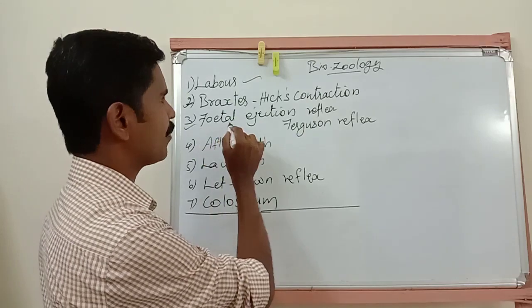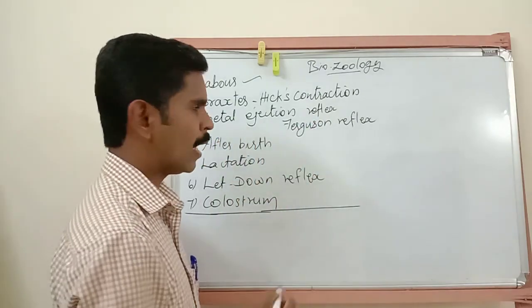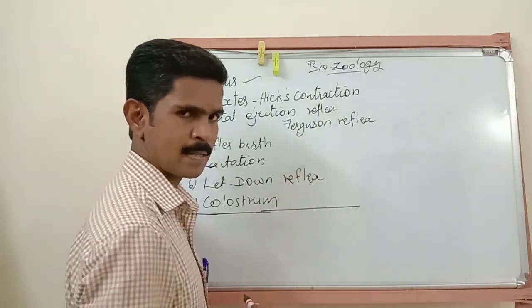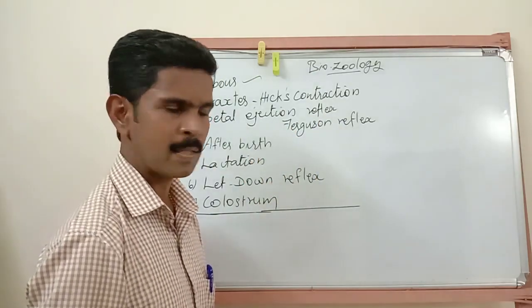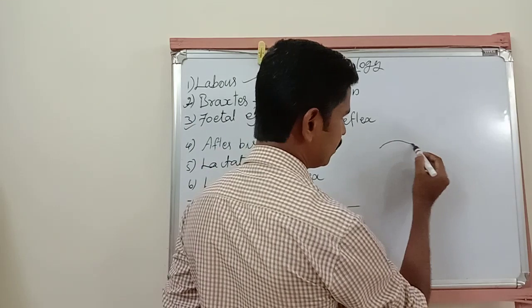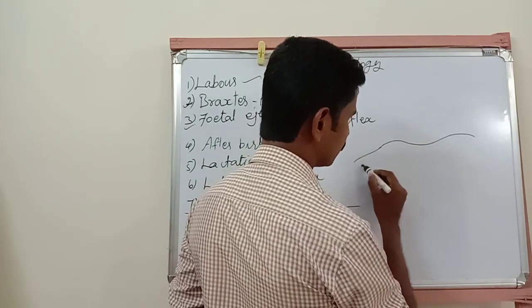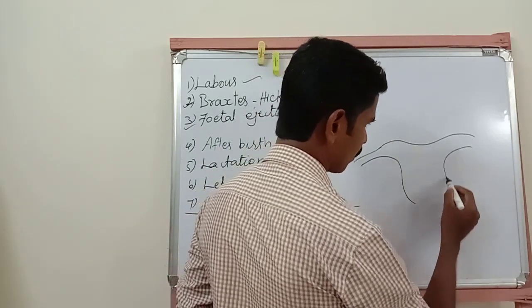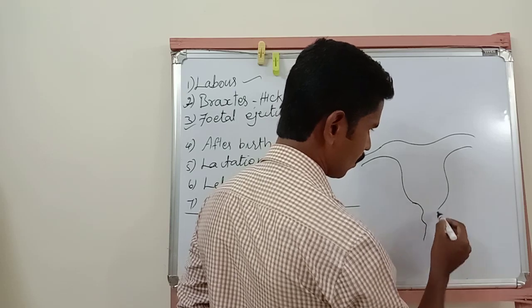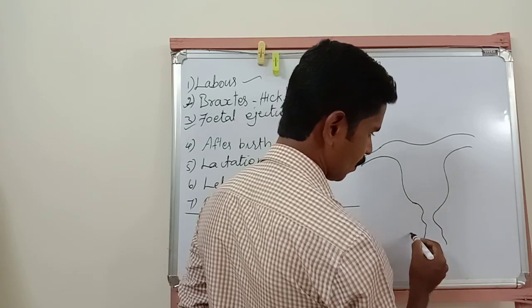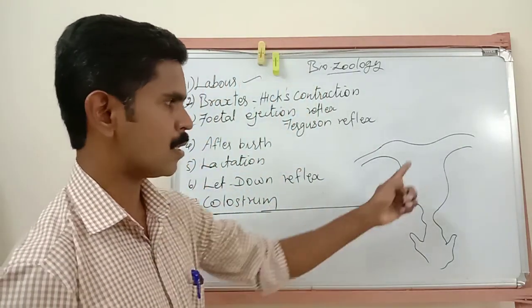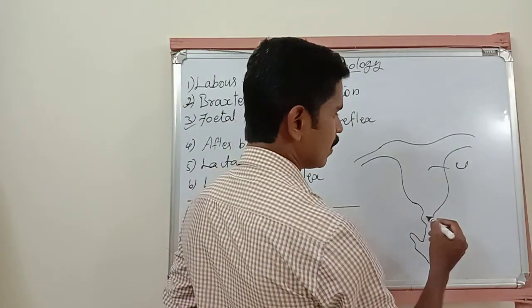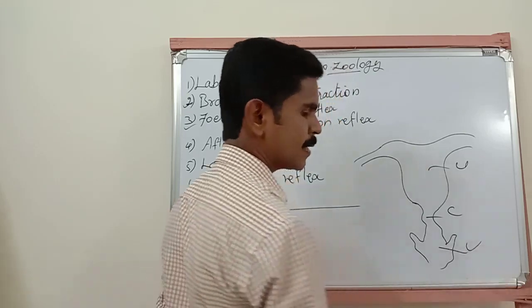The third one is the fetal ejection reflex, otherwise called the Ferguson reflex. Just listen here for one minute. This is the structure of the female reproductive system. This region is called the uterus, this region is called the cervix, and this region is called the vagina.